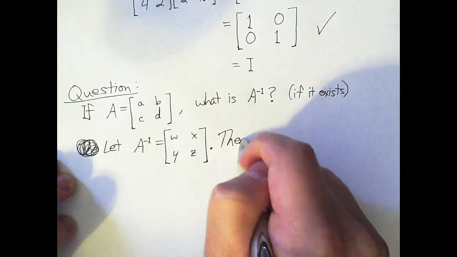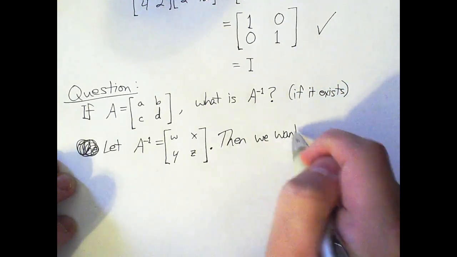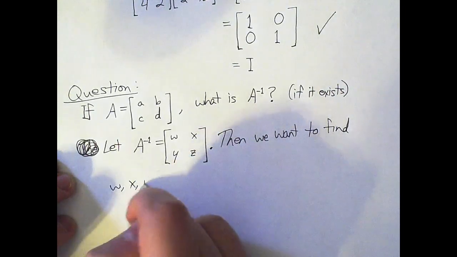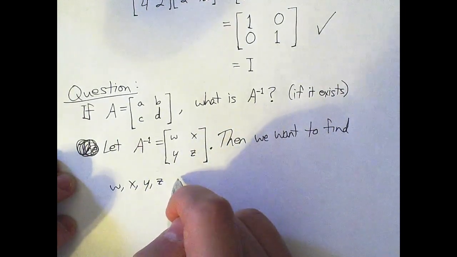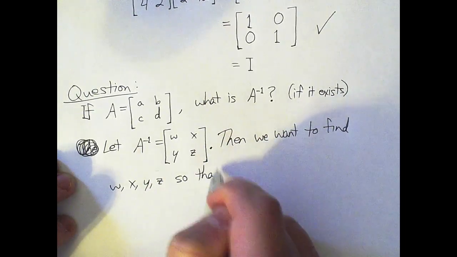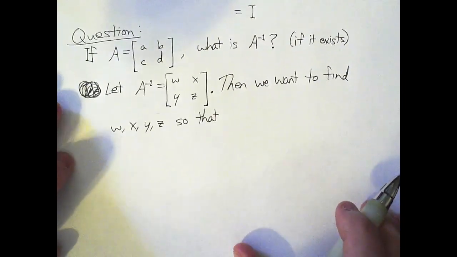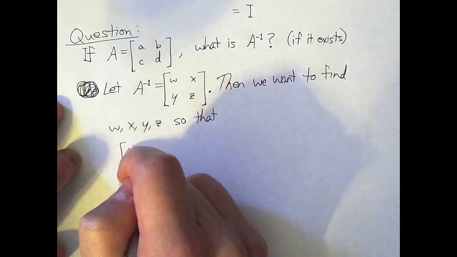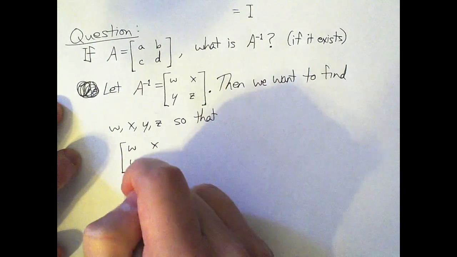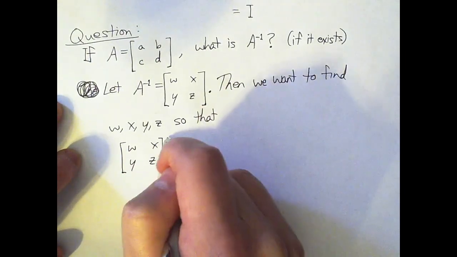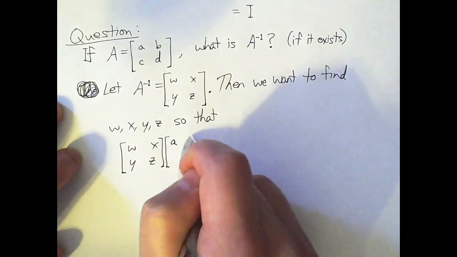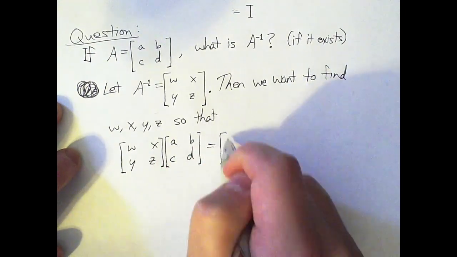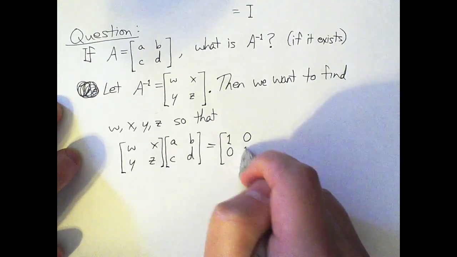Then we want to find W, X, Y, and Z so that when you multiply A inverse times A, the result is the identity matrix.